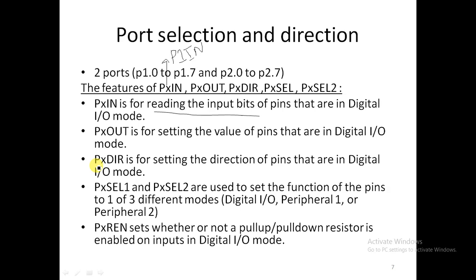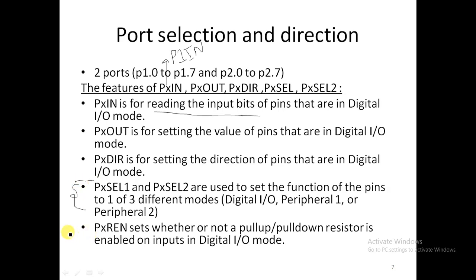Before the start of the program itself, we have to give this instruction. Next are P1SEL and PxSEL, PxSEL2, select 1 and select 2. These are used to set the function of the pins; there are 1 to 3 different modes. If it is used for digital IO, we use one value; if it is used only for peripheral, we use another value. These instructions are not necessary in the programs we are going to see in this laboratory.